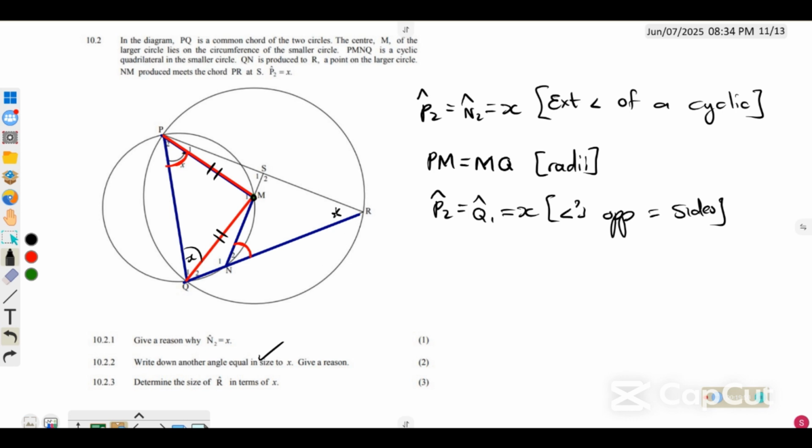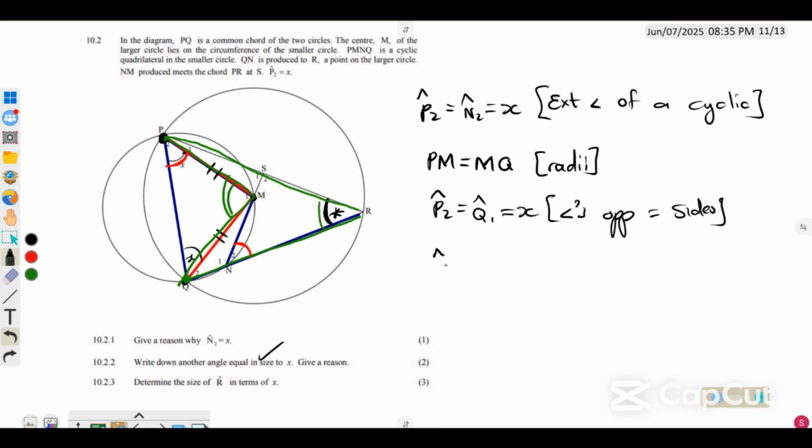Where's R? R is far down there on the circumference. But if you look at R, R was subtended by the points P and Q. Right, P and Q went on to subtend R at the circumference of the bigger circle, but the very same points went on to subtend angle M1 at the center. This is twice that. So firstly, let's find angle M1.